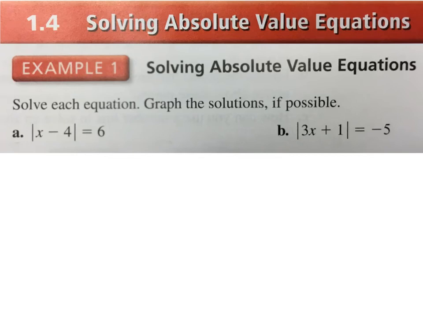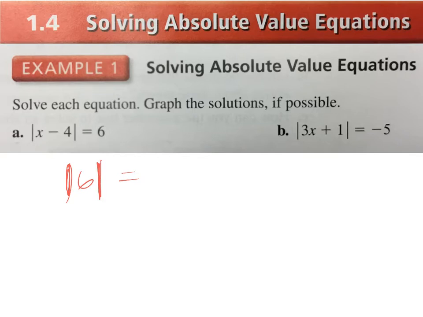Okay, starting 1.4, solving absolute value equations. Okay, absolute value. What does it mean? All right, let's refresh your memory here. Absolute value of 6. You got these two vertical bars next to the 6. Absolute value simply means the distance a number is from 0.